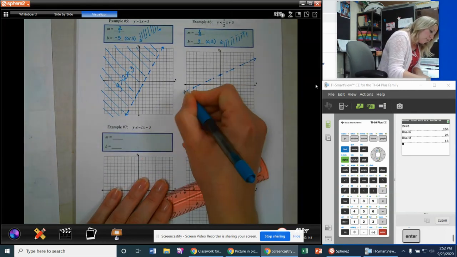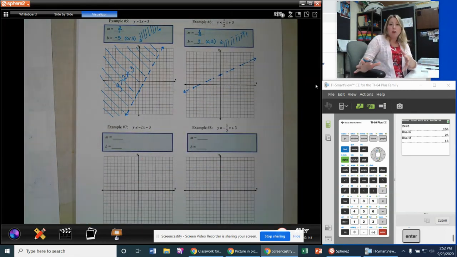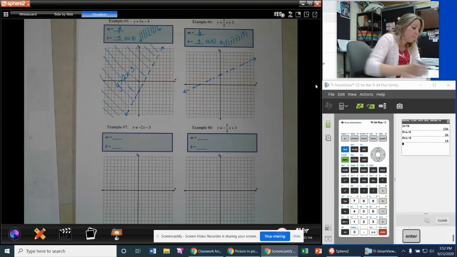Arrows at the end, covering that whole graph again. It's very important to cover that whole coordinate plane that we've been given. No domain limits have been given to us on any of these so far, so don't worry about it.